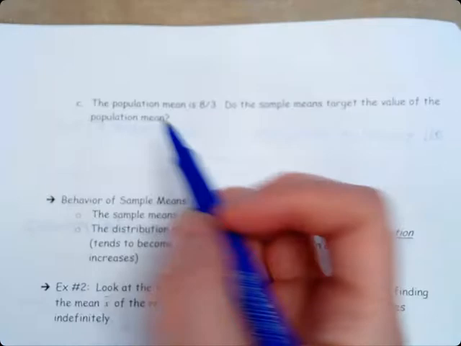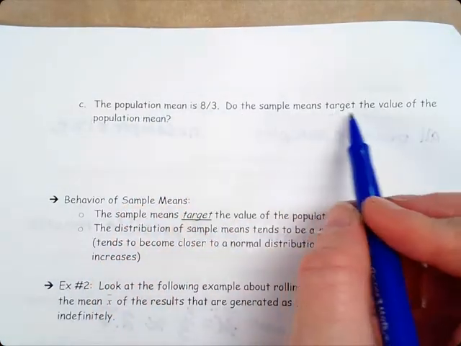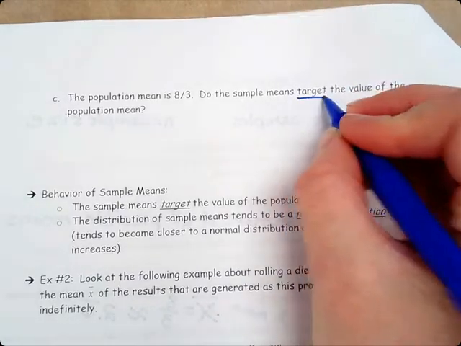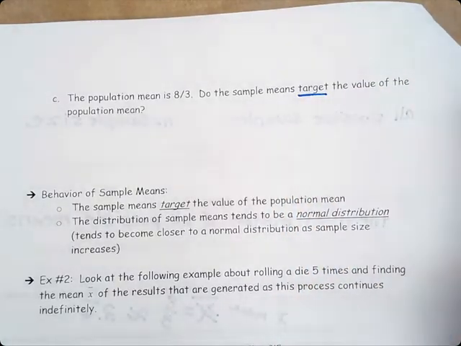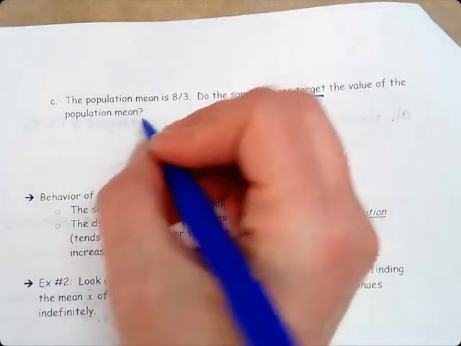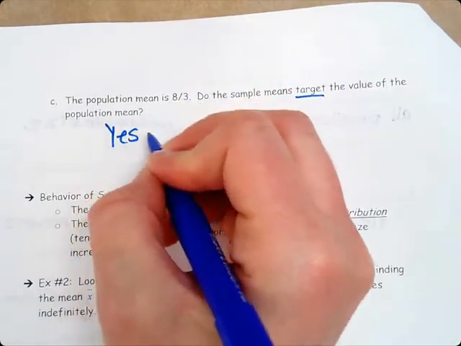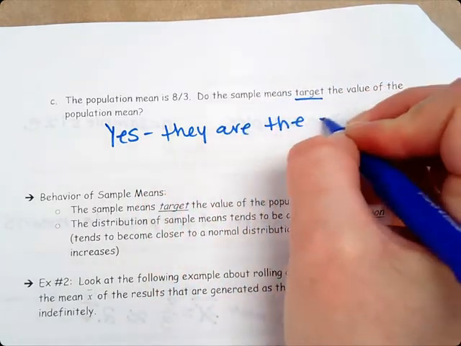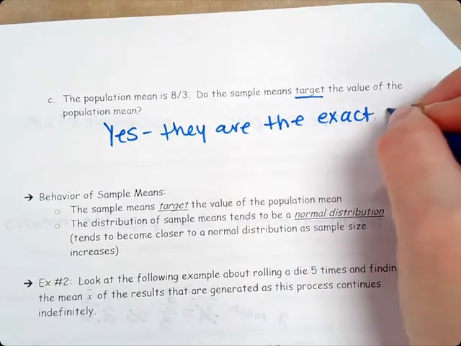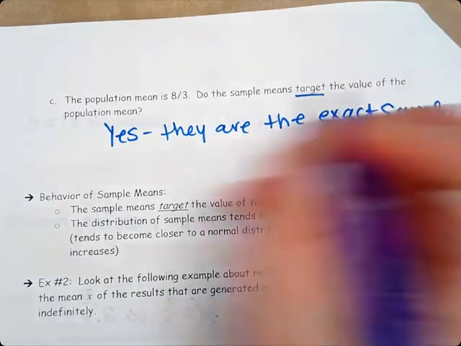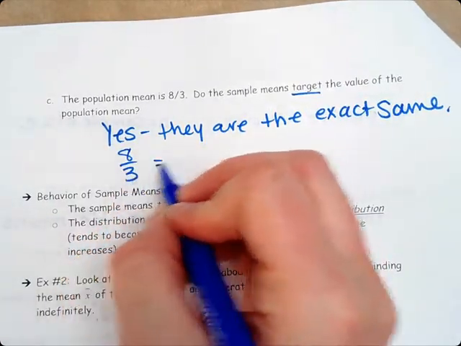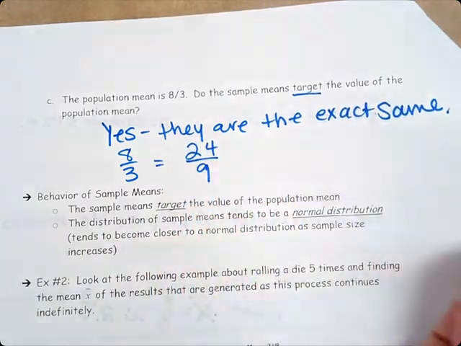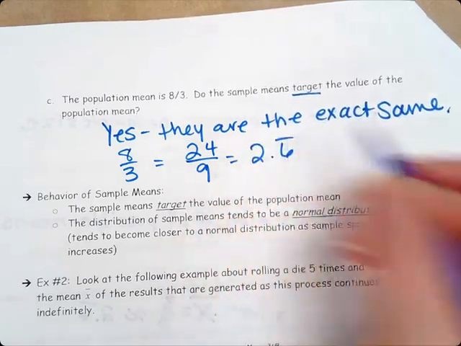So part C asks us, the population mean is 8 over 3. Do the sample means target the value of the population mean? Target means be the same. Do they also equal the same? And yes, they're the exact same. It was 8 over 3, and we also got 24 over 9, which was that 2.6 repeating.